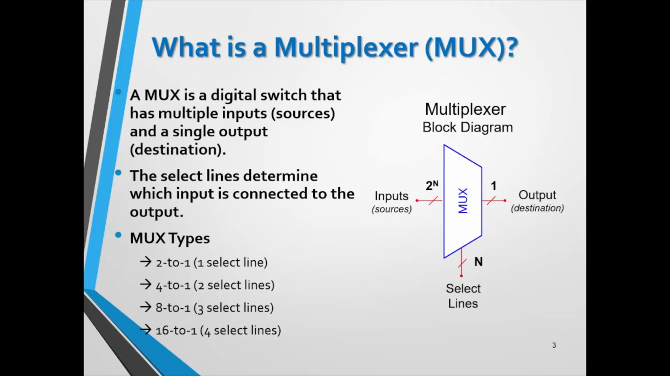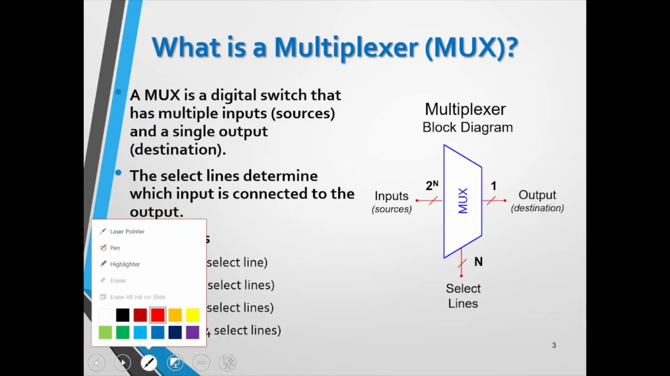Here you can see there are 2 raised to n inputs and only one output, and n is the number of select lines. This is the relation between the number of select inputs and the number of inputs. If the number of inputs is 2 raised to n, then n is the number of select lines. For example, if there are 4 inputs, then 2 raised to n is equal to 4, and the value of n will be 2.